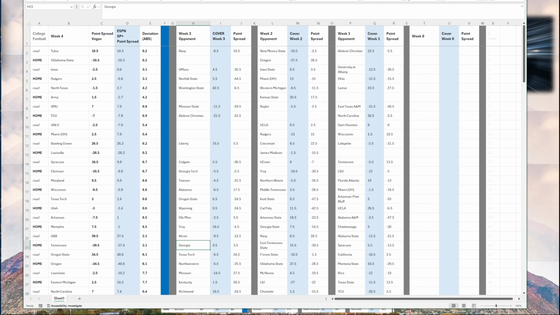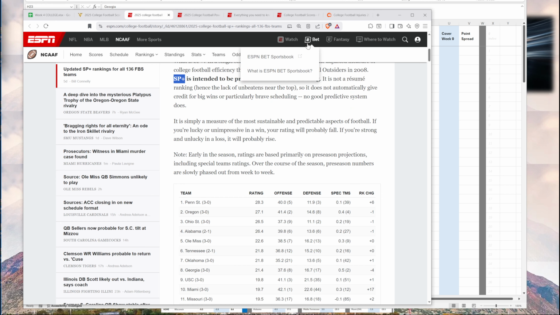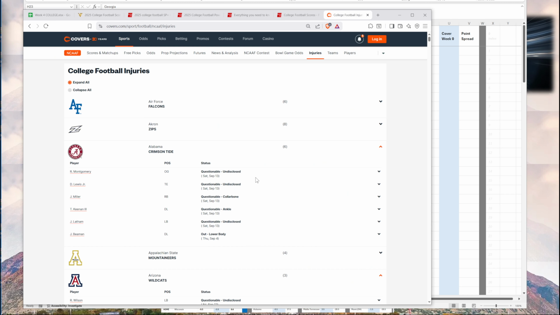Now, the additional thing that you want to take a look at is injuries. On covers.com, they have injuries. These injuries for college football are not as accurate as, for example, the NFL, but they do provide useful information. You also want to pay attention to the positions. Did that particular player play this season or last season? And you want to also look at the date of the injuries. So you use all this information to maximize your chances of winning the pick.